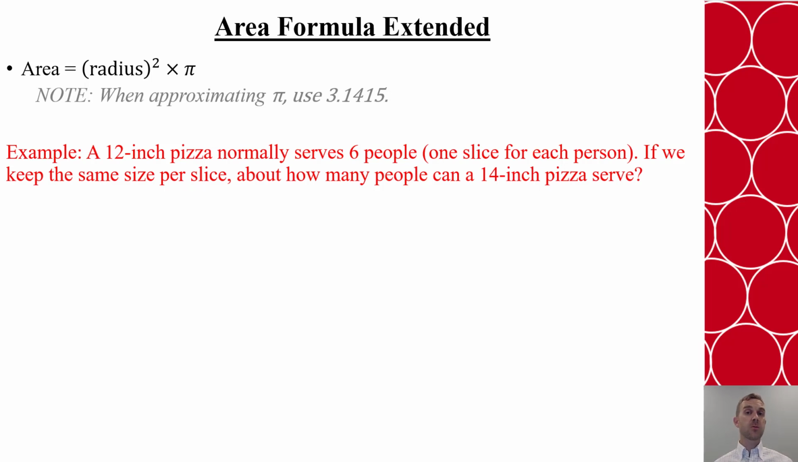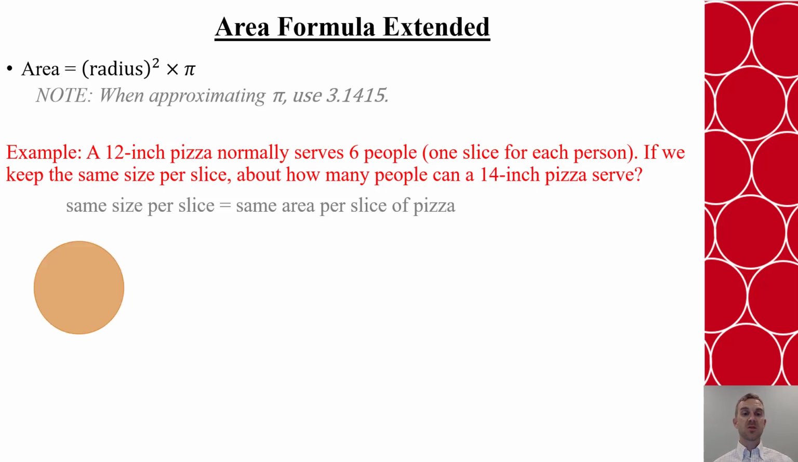And this is often what pizza places are actually doing. So when they say same size per slice, what we're talking about is keeping the area the same, whether it's a 12-inch pizza or a 14-inch pizza for each of those slices. So say we have our 12-inch pizza here. We know from before that the area of that 12-inch pizza was 36 pi square inches.